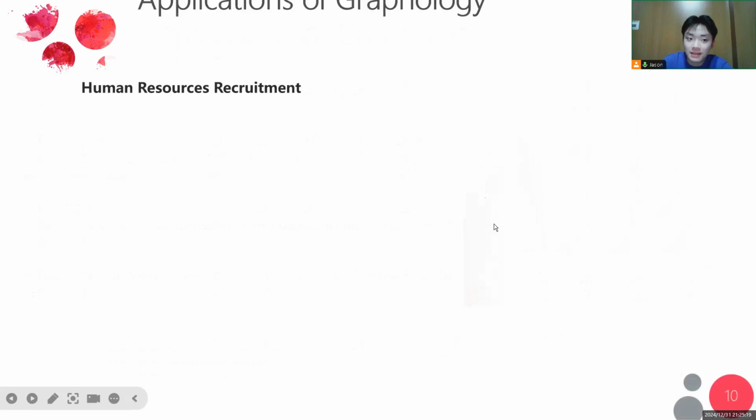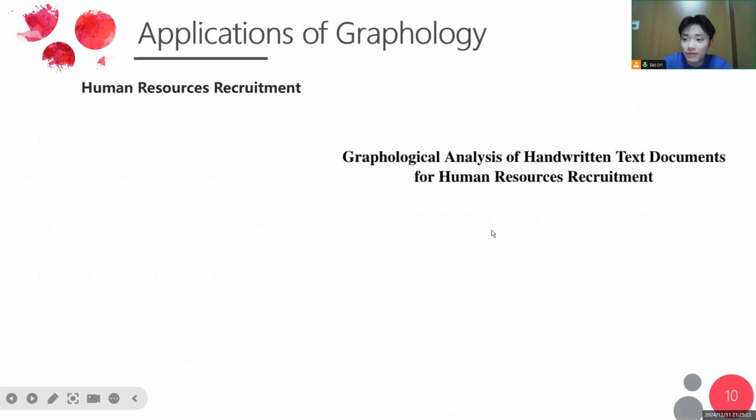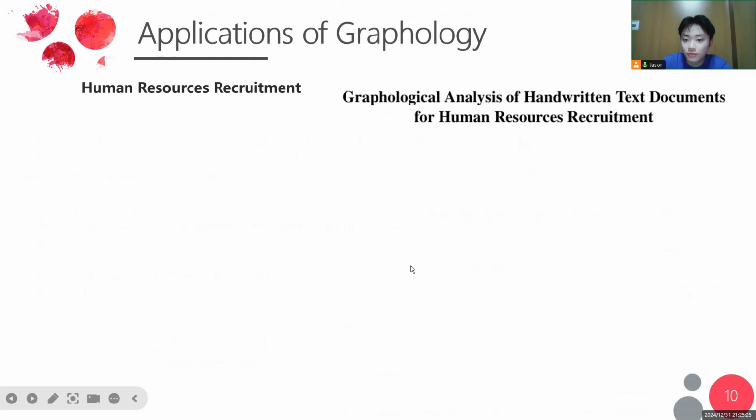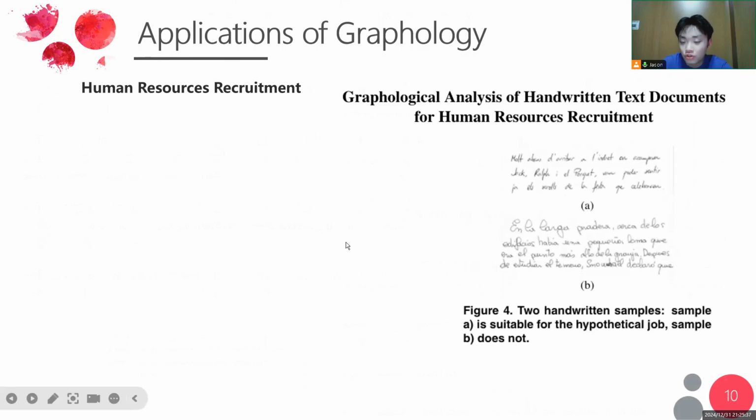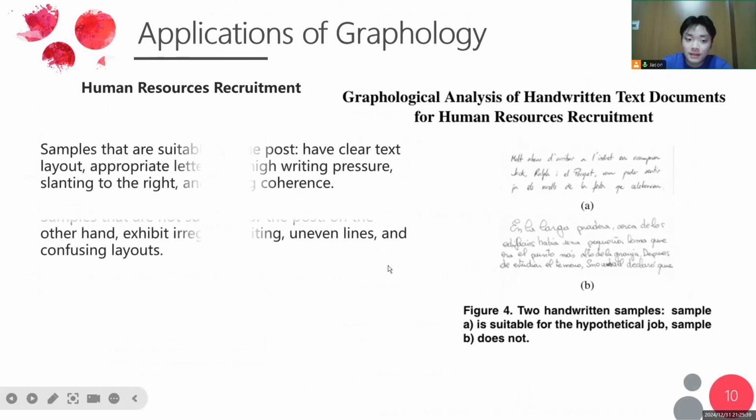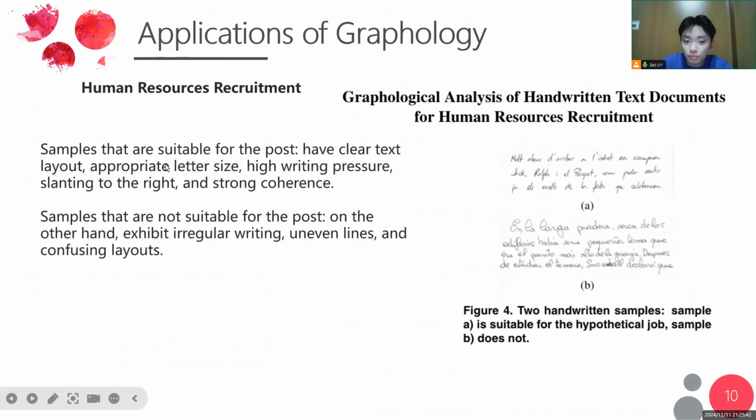Another example is in human resources recruitment. I found a very interesting essay called Graphological Analysis of Handwritten Text Documents for Human Resources Recruitment. And this essay shows two pictures. The samples that are suitable for the post have clear text layout, appropriate letter size, high writing pressure, rising to the right, and strong coherence. The samples that may not be suitable for the post, on the other hand, show irregular writing, uneven lines, and confusing layouts.